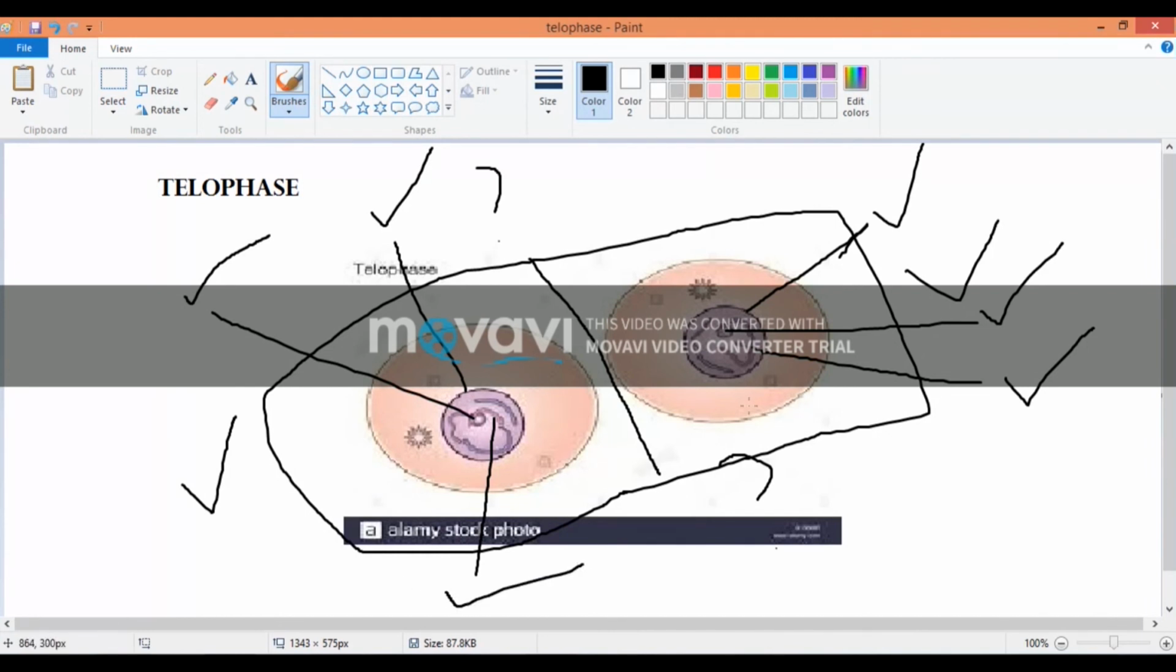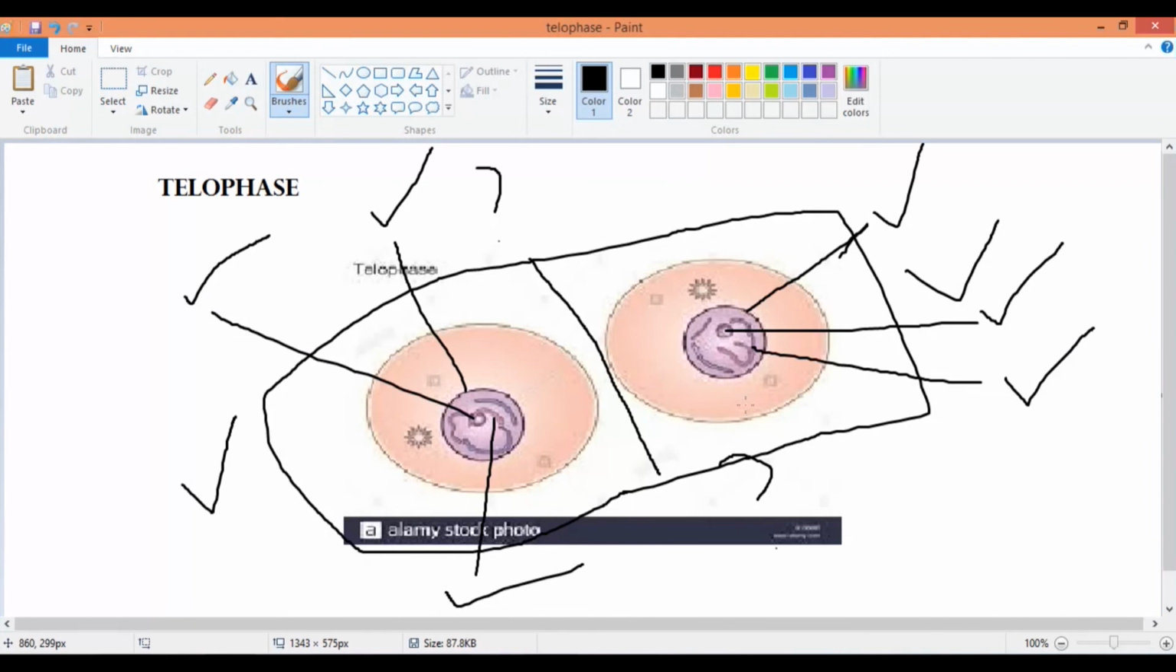So that's the end of mitosis. That's all about mitosis, and next you will be informed about meiosis.